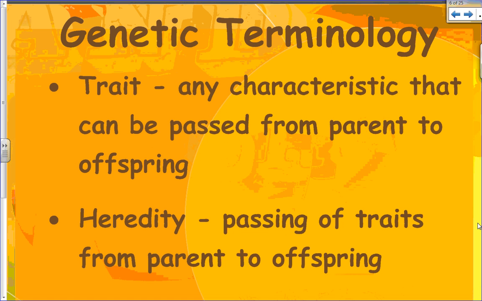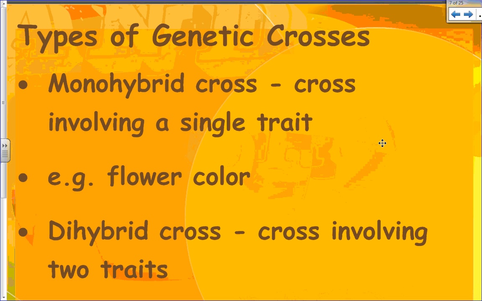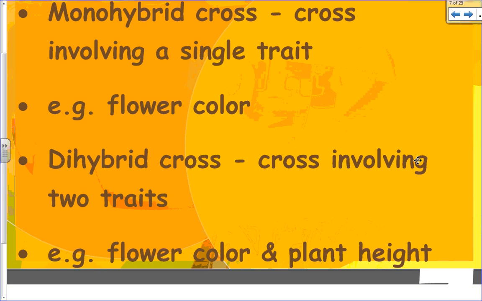So a little bit of gene terminology to get us going with genetics. A trait is a characteristic that can be passed from parent to offspring. Heredity is the passing of traits from parent to offspring. We have some types of crosses. We have a monohybrid cross, which is a cross involving a single trait, for example, flower color. We have a dihybrid cross, which is a cross involving two traits. So for example, flower color and plant height.